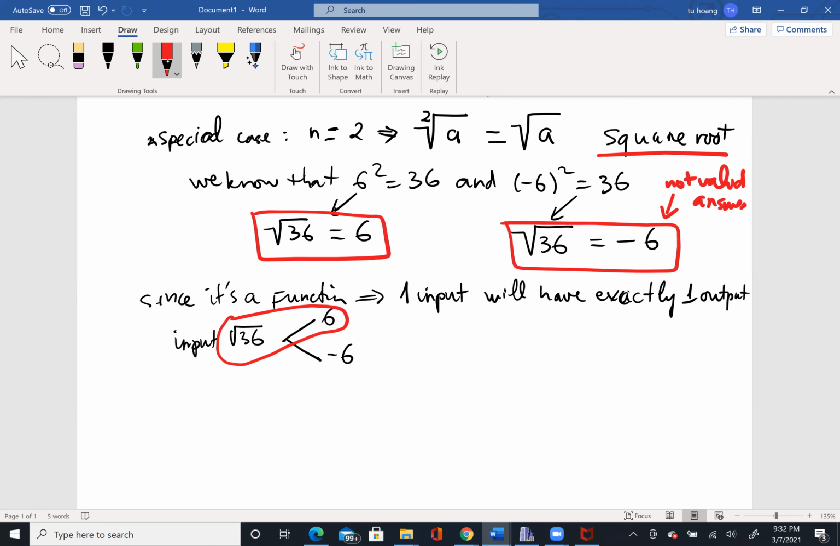And if you go to the next level, I'm pretty sure you have to remember this. Okay. So now let's make sure that square root of 36 is not going to be equal to negative 6. Okay. So remember what I teach you.